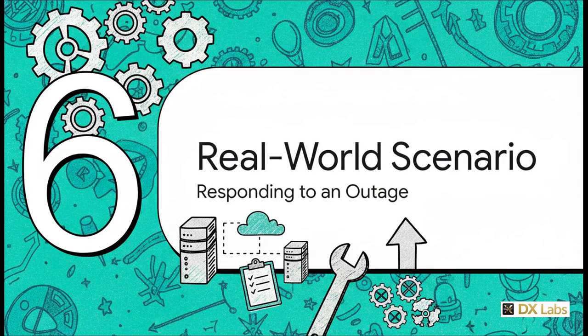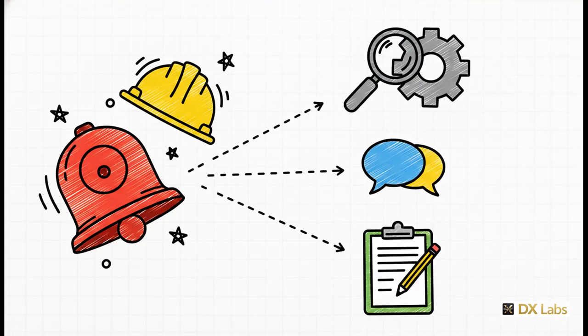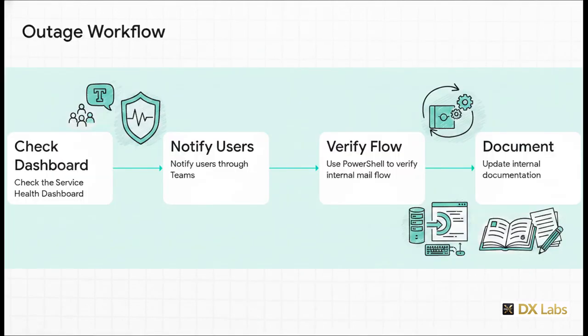Section 6. Real-world scenario. Responding to a service outage. Responding to a service outage is basically an IT fire drill. You do not panic. Instead, you follow a strict, predictable, established procedure to ensure safety and system clarity. When an incident hits, you have to know exactly where to start your investigation, how to clearly communicate what's happening with your stakeholders, and how to update your documentation once the dust finally settles. The crucial takeaway here is this exact technical workflow.